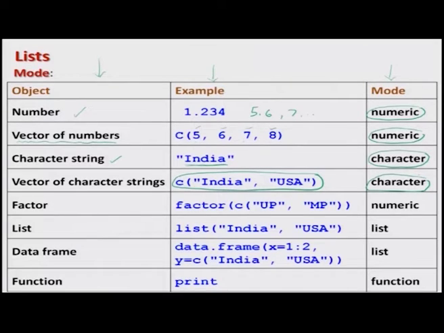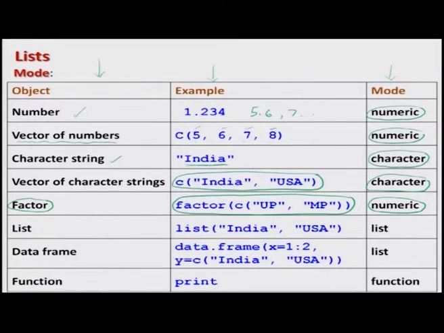There is another type of object that we call a factor. We have not yet discussed the factor; we will take that up in the upcoming lectures. But here, if I take a factor or a combination of factors, this can be written in this format, and you just have to note down that the mode of a factor is numeric. At this stage it is difficult for me to give you more details, but as soon as we discuss the concept of factor, I will take up this topic again. So, just keep it in mind.